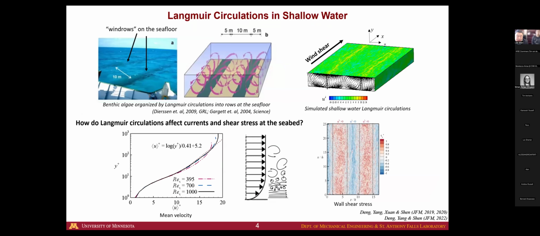Here's one example about our study using computer simulations. This one is about Langmuir circulations in shallow water. The bigger counter-rotating cells can touch the bottom of the ocean, and it can have consequences. And from a modeling point of view, one big question is, is the law of the wall still there? Is it the same, or is there anything we need to be careful about? And how does that change the shear stress at the ocean bottom?